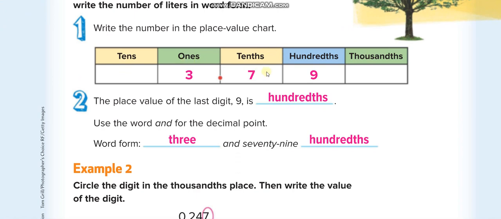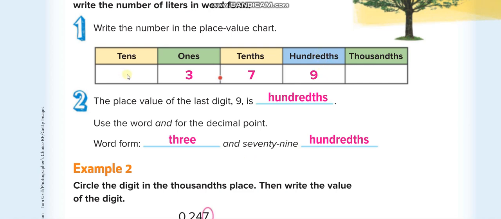Okay, how we read it, guys? You already know about it, that we read it complete. 3, this is the word form. How we read it, we read it like this, guys. 3, and instead of decimal we say and, 3 and then we read this number complete, 79, and the place value of the last digit. The place value of the last digit is hundredths.